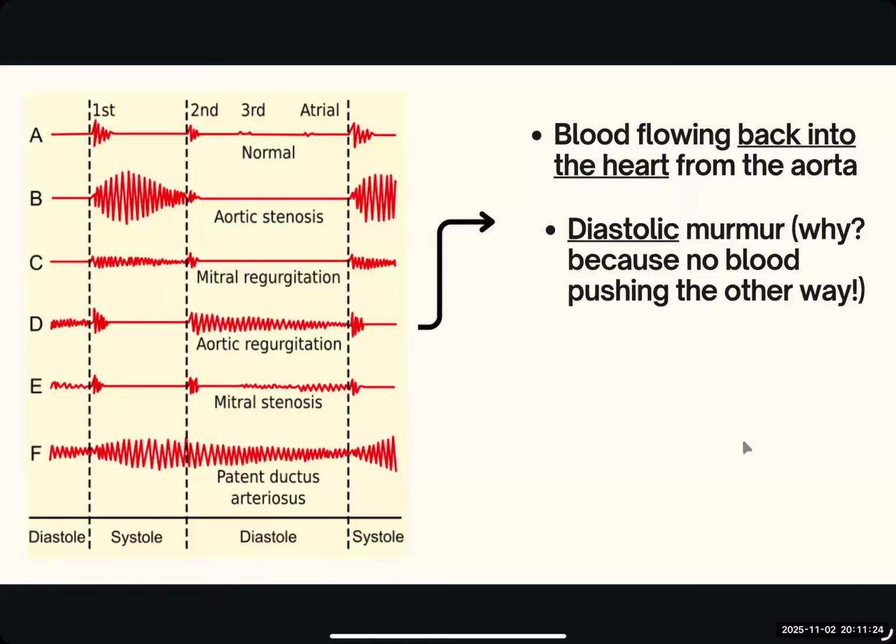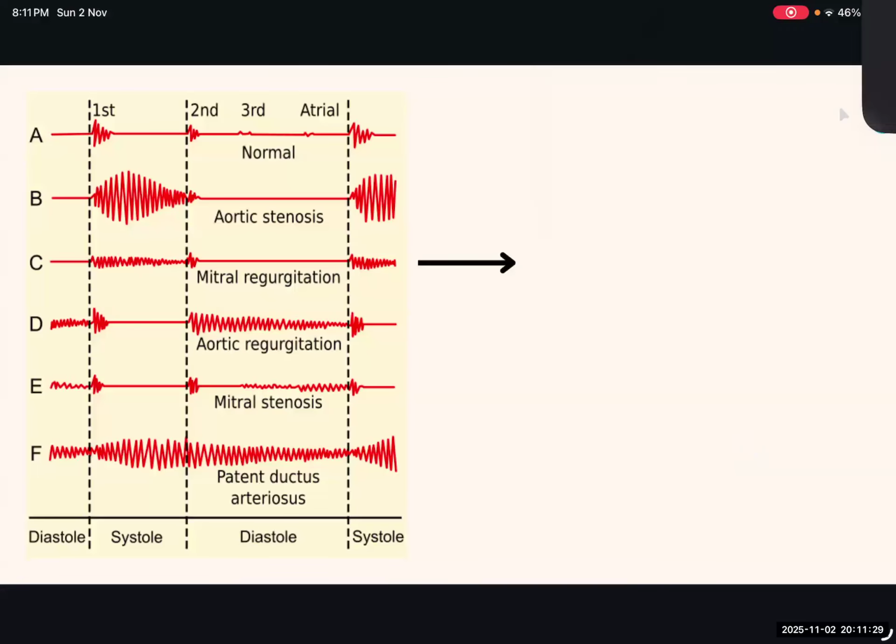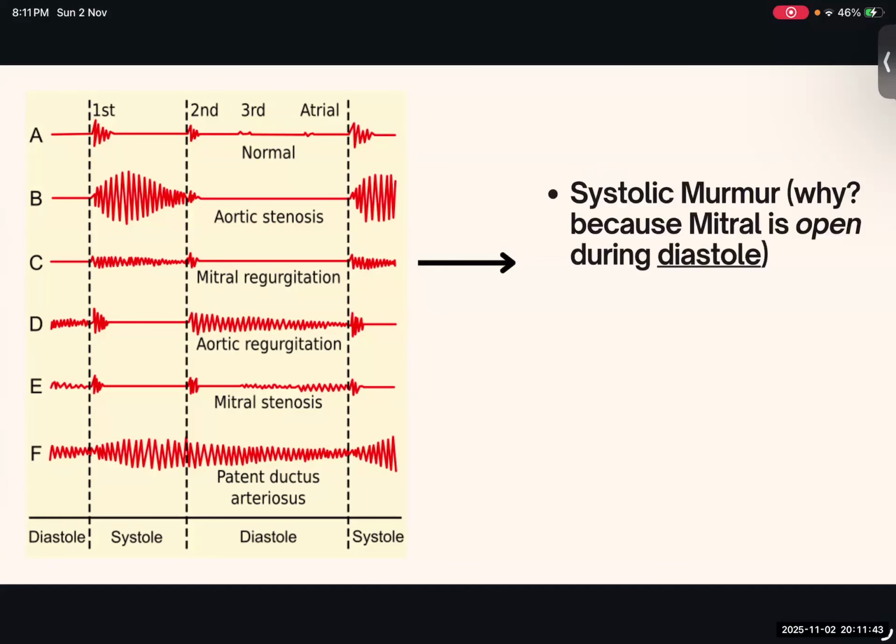All right, fantastic. Let's talk about the mitral valve now. So now you should have the basic lowdown. You should have an idea of regurgitation and stenosis. Mitral regurgitation is when the mitral valve refuses to close properly. So it's going to be a systolic murmur. Why? Because the mitral is going to be open during diastole, okay? But during systole, the mitral valve should be closed.